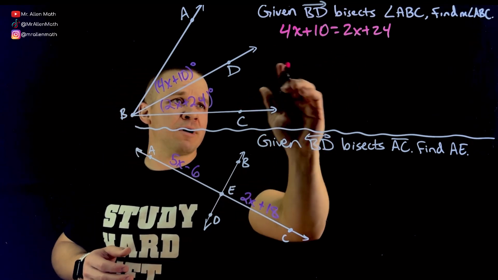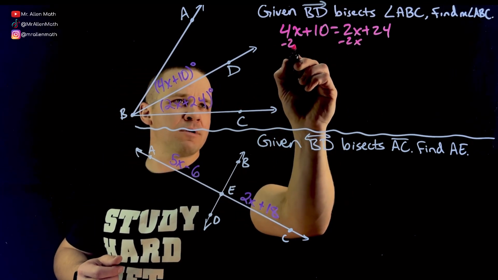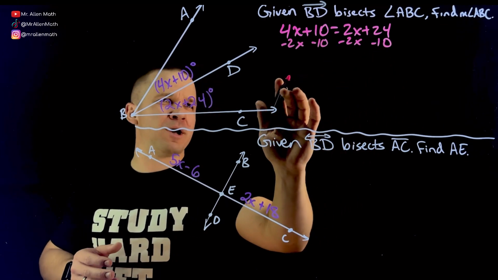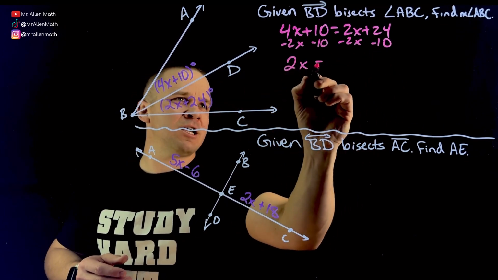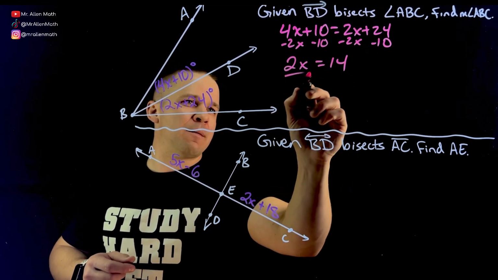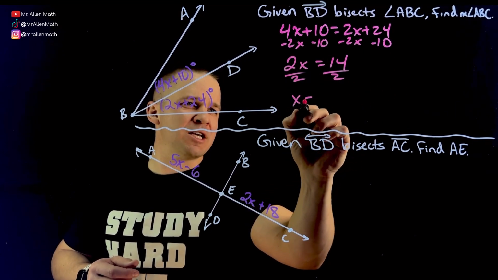So I'm going to subtract 2x. I'll show my work here. Minus 2x, minus 2x. I'll also subtract 10, a little 2 for 1 special here. I got 2x equals 14. Divide by 2, and I have x equals 7.